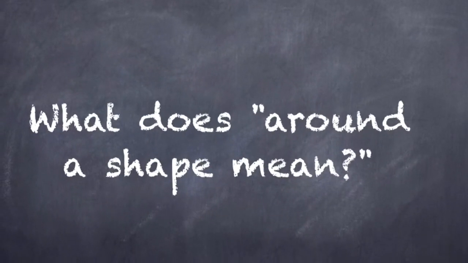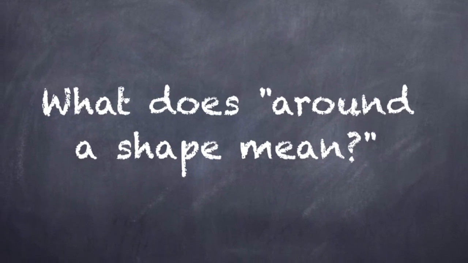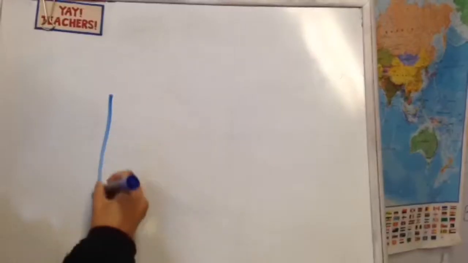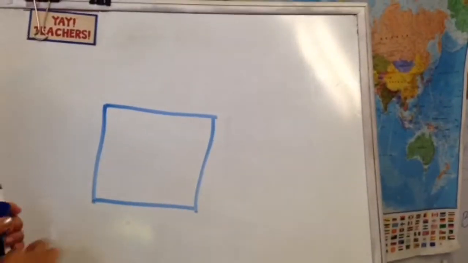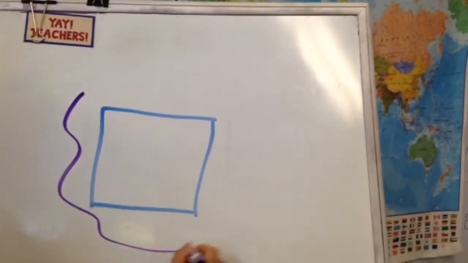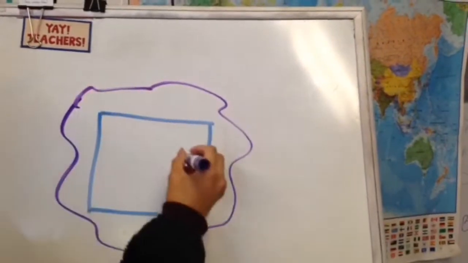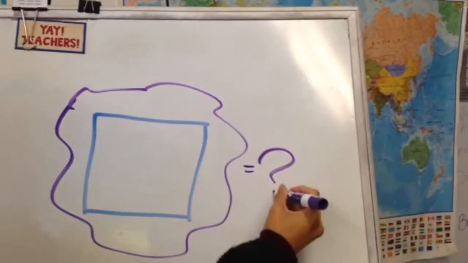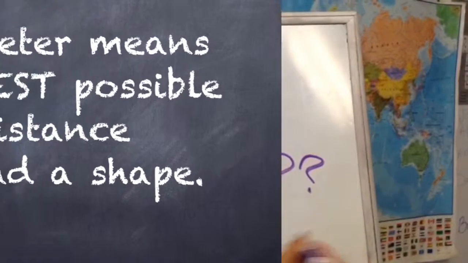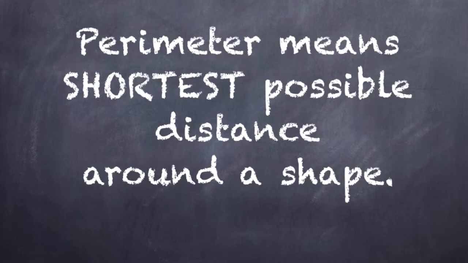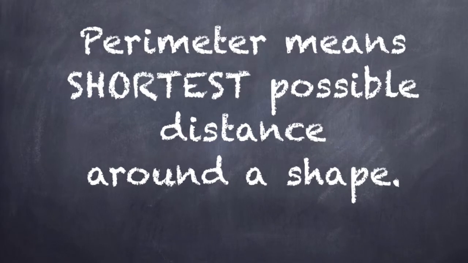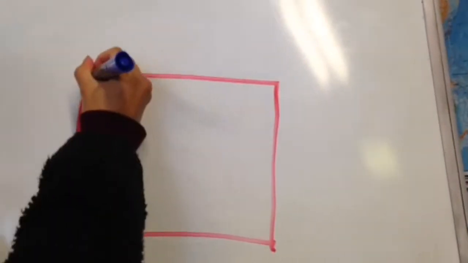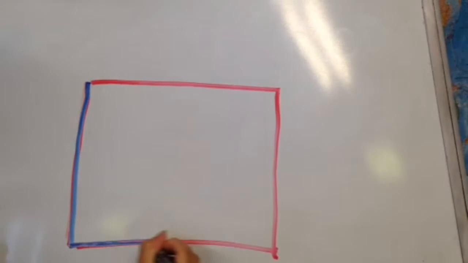What exactly does around a shape mean? Does it mean any squiggly line around a shape? When we say find the perimeter, it means find the shortest possible distance around a shape. The perimeter would be if you were to trace the shape exactly on its border or edges.